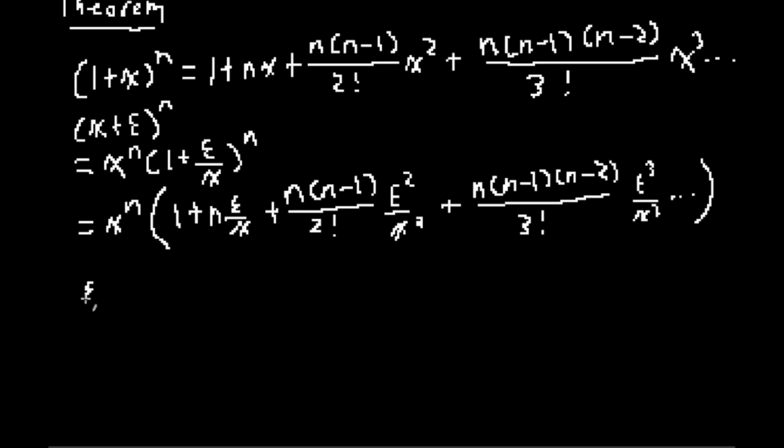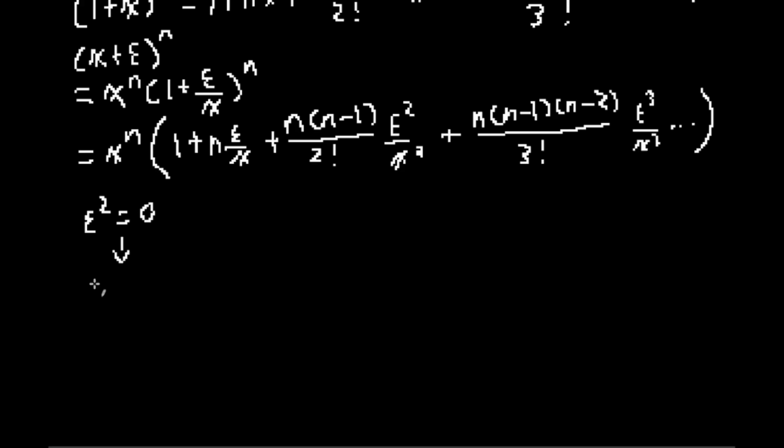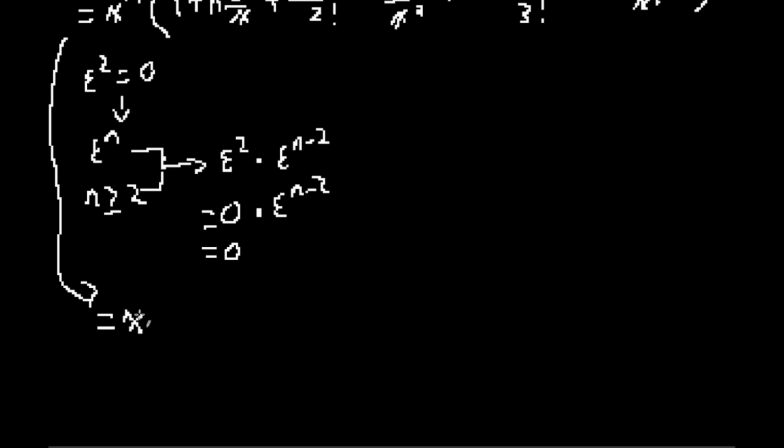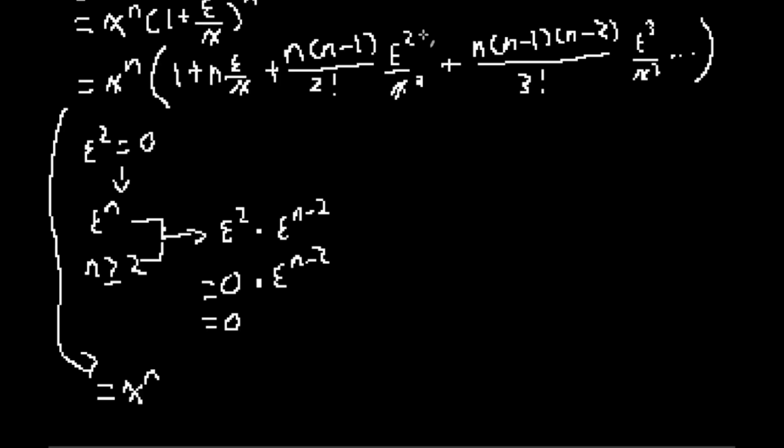However, through the fact that epsilon squared is equal to 0, we know that for any n larger or equal to 2, epsilon to the n can be represented as epsilon squared times epsilon to the n minus 2, with the epsilon squared dissolving to 0 and nullifying the rest of the expression. From this, we can cancel out all parts of our prior expression that are a factor of epsilon to any power above or equal to 2. This yields x to the n times 1 plus n times epsilon over x.